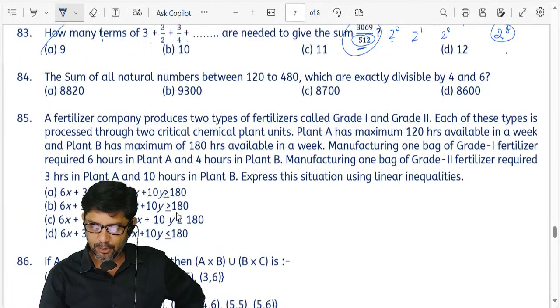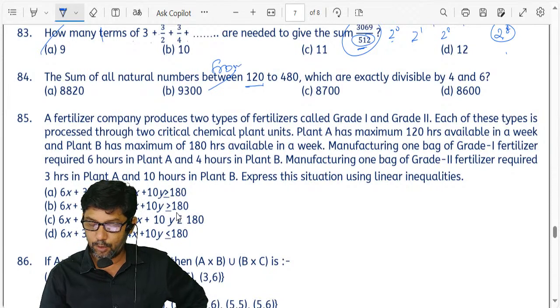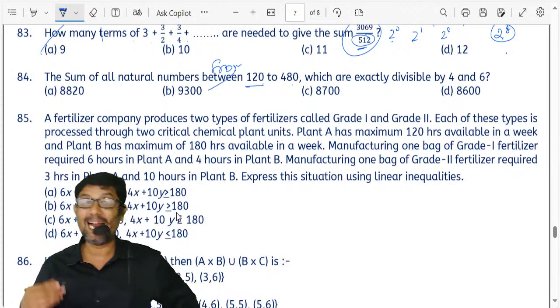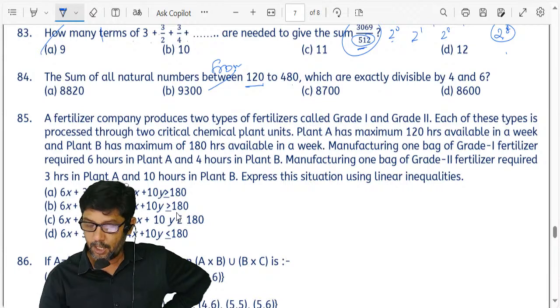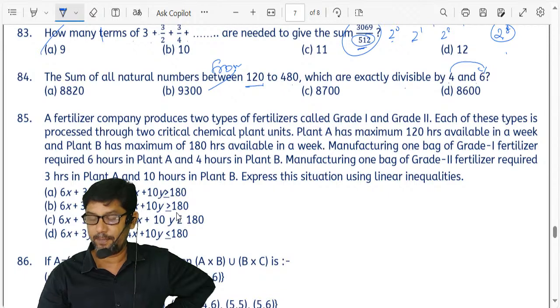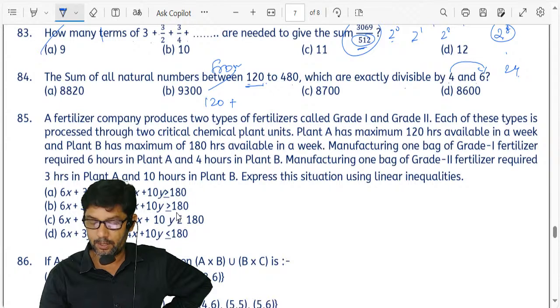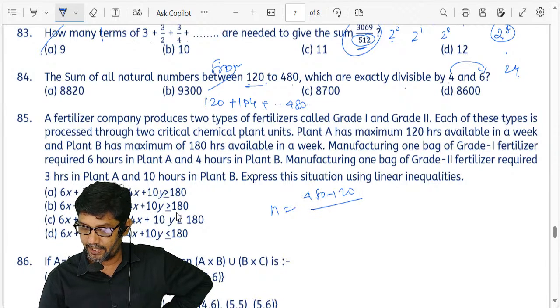The sum of all natural numbers between 120 and 480, which are exactly divisible by 4 and 6 as well as 24. That means which is divisible by what? 24. So first number is 120. Second number is what? 144. And the last term is 480. Now, what is n equal to? L minus a by d plus 1. 480 minus 120 divided by d. What is d?